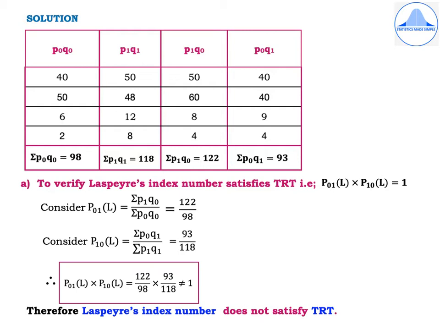Now let's find out P01 of L into P10 of L. This is equal to 122 by 98 into 93 divided by 118. So you see that no values in the numerator and denominator are the same and they don't get cancelled. So it is not equal to 1. So you can write the conclusion. Therefore, Laspeyres index number does not satisfy TRT.